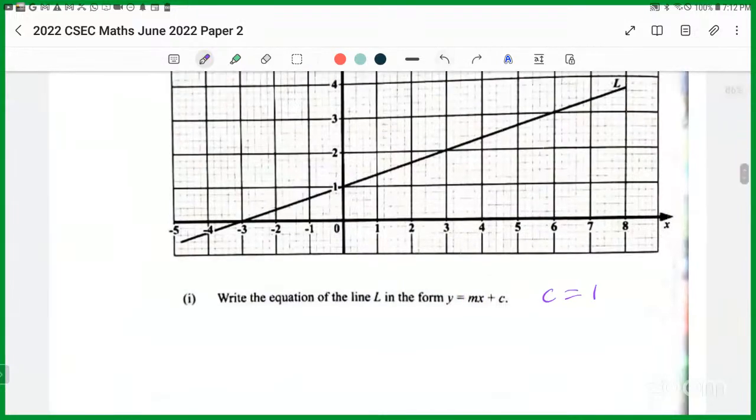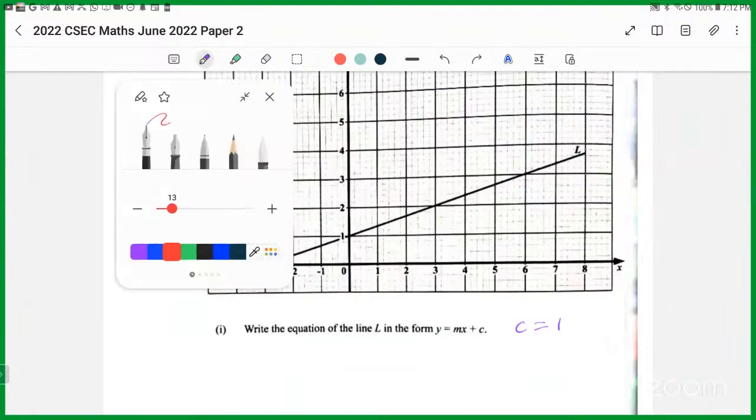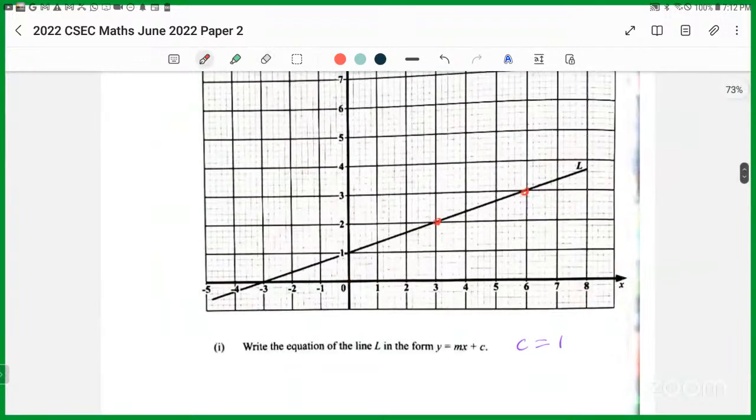To get the gradient, you just need to count the rise and the run between any 2 points. For example, I can use these 2 points here. Any 2 points that you know the coordinates for sure. Make sure you read the units on the grid properly. Every grid square is 1 unit, or every centimeter is 1 unit. So what is the rise over the run? The rise is 1 and the run is 3. So the gradient is 1 over 3.